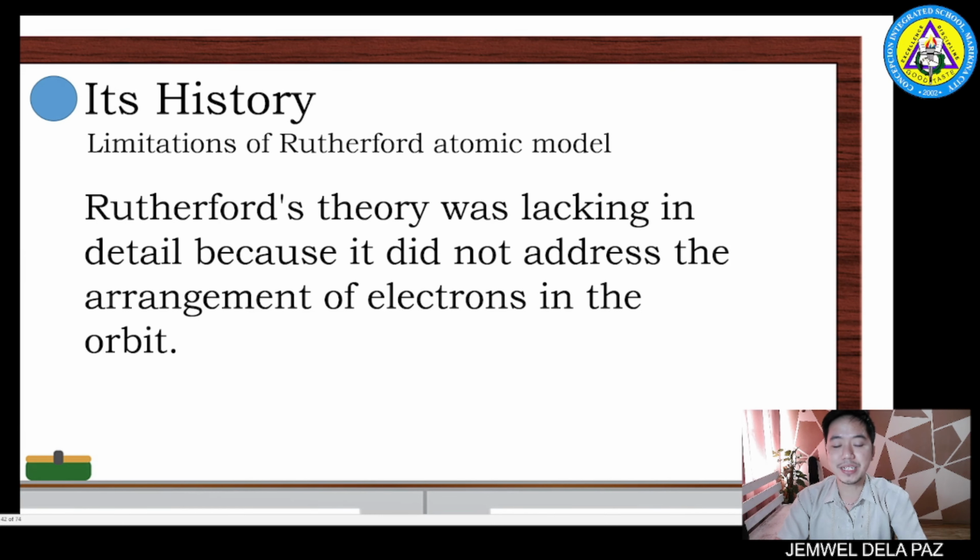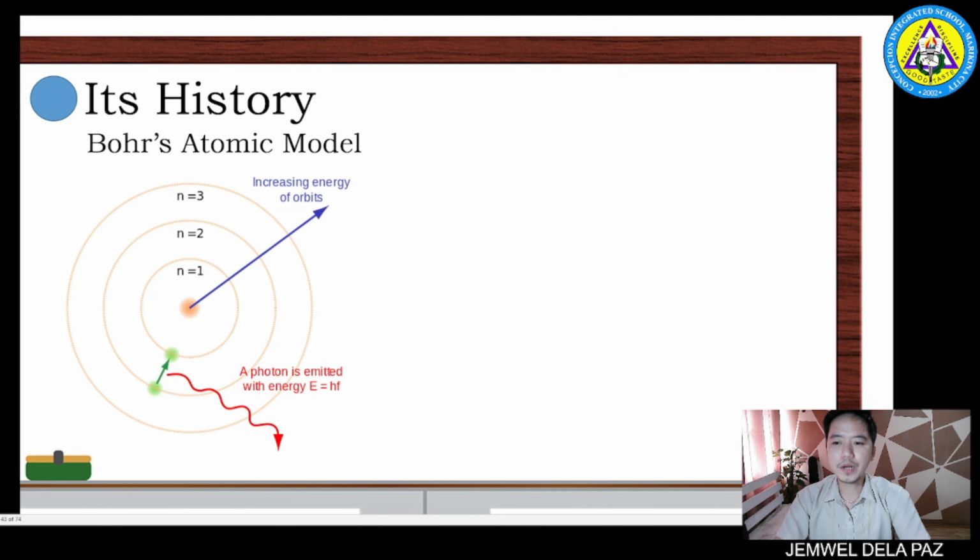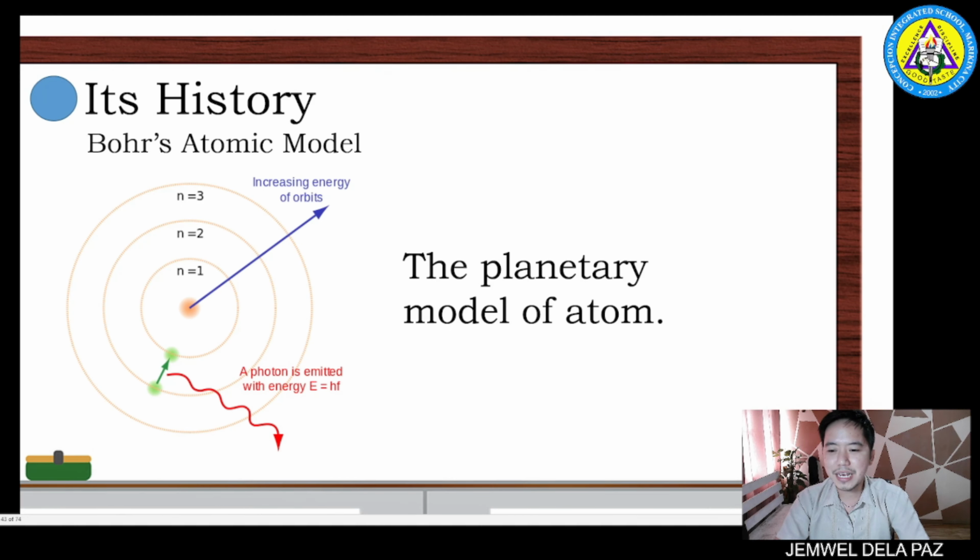Rutherford's theory was lacking in detail because it did not address the arrangement of electrons in the orbit. He explained that the electrons are moving around the nucleus, but he didn't specifically arrange these electrons in a specific shell or orbit. The fourth model is Bohr's atomic model. This is the planetary model of an atom.